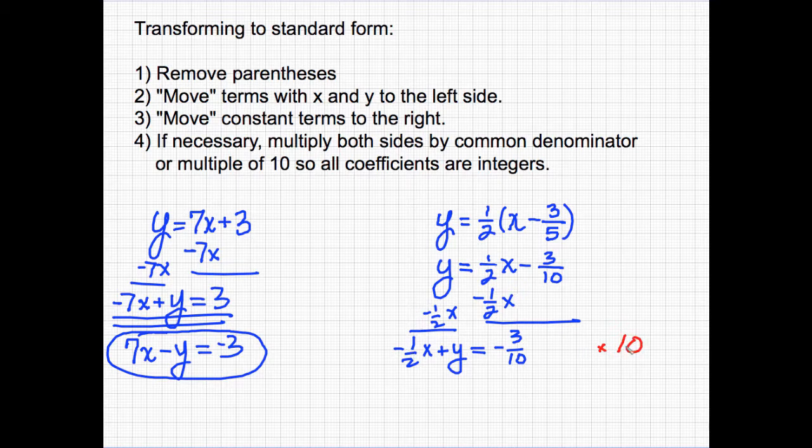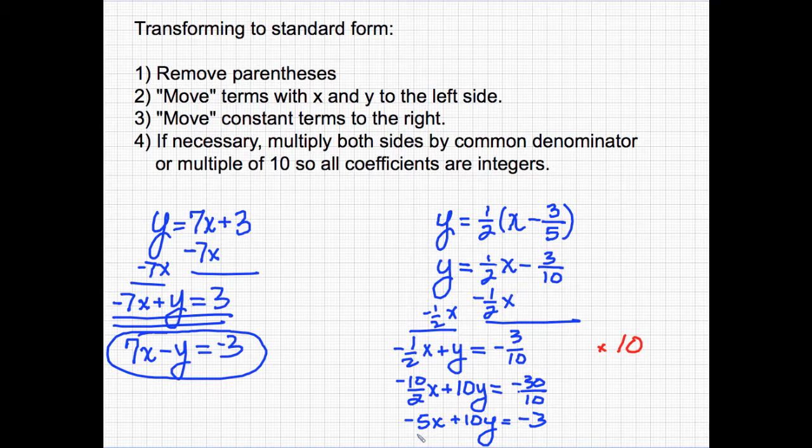And then we have 10 times negative 1/2, that's negative 10/2 x. And then y times 10 is 10y. And then negative 3/10 times 10 is negative 30/10. Now we have negative 5x plus 10y equals negative 30 over 10 is negative 3. And this is in standard form.